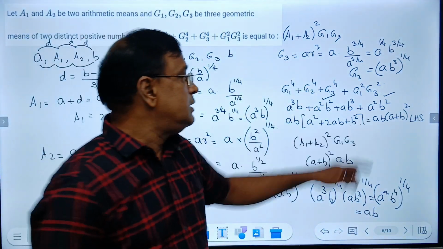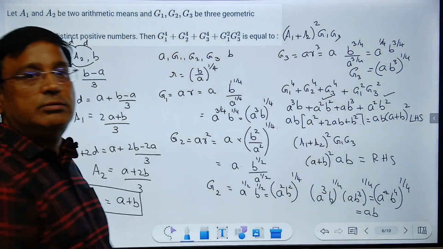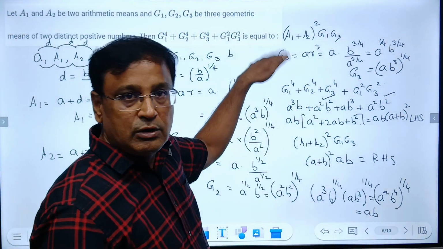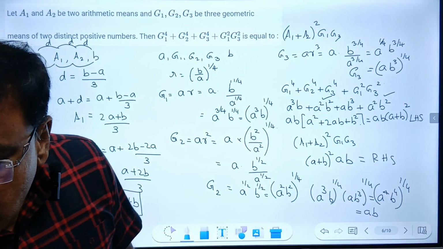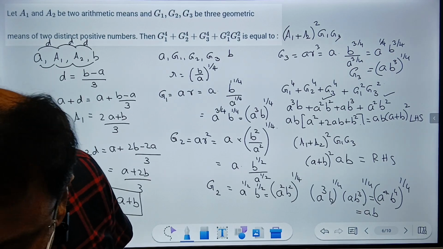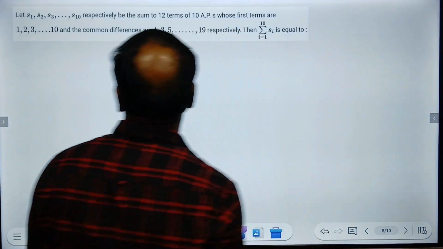So you can see clearly left hand side is equal to right hand side, hence it is proved. Left hand side is equal to right hand side. So in the MCQ it will be given, you can always do it. Okay. Now let's go to the next problem. This is the third question, I think, right? Third is over. Now this is the fourth one.